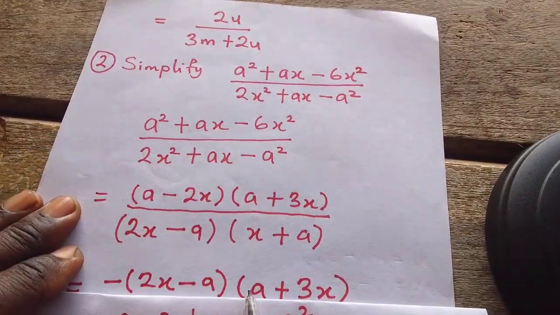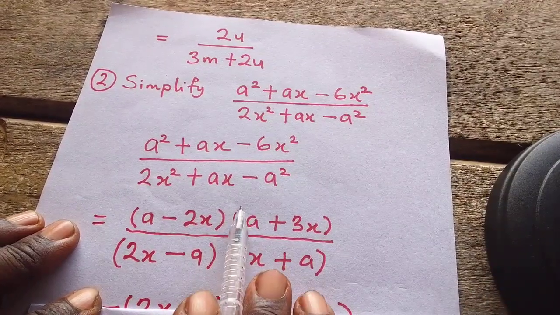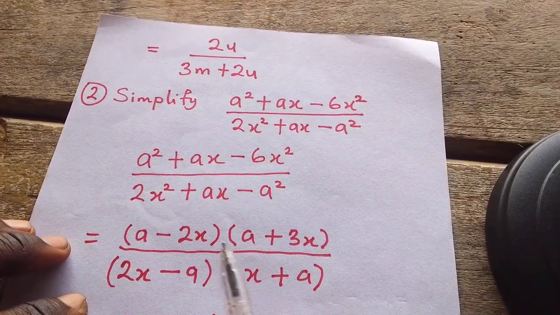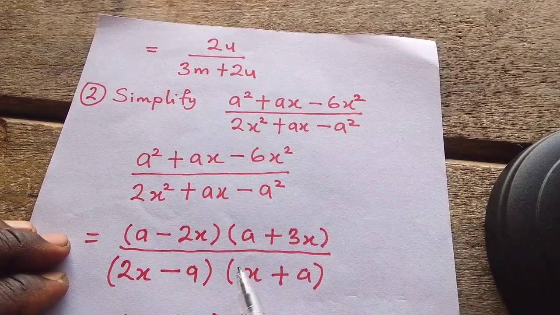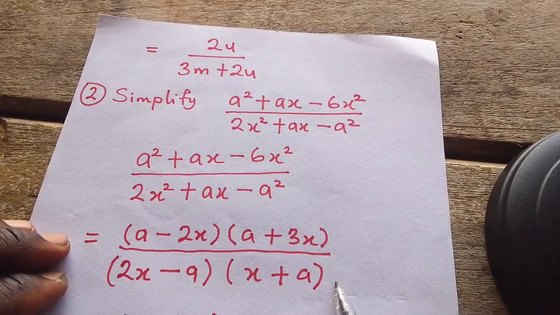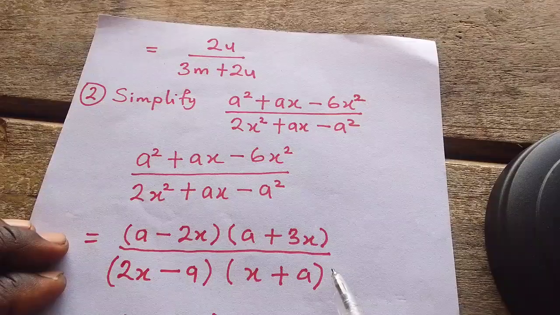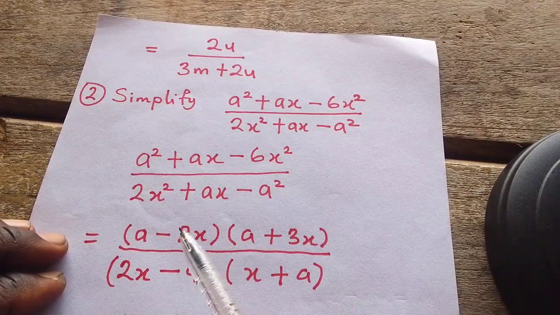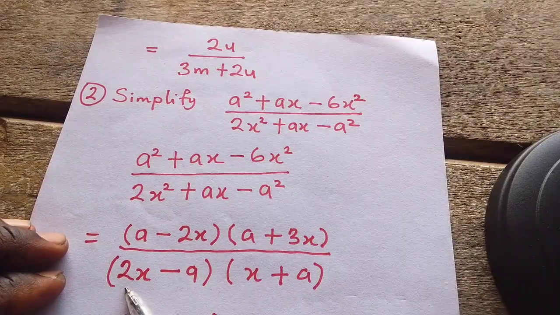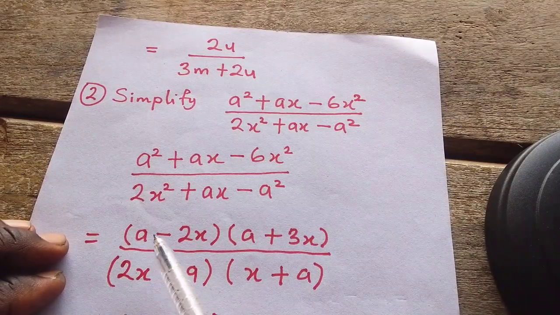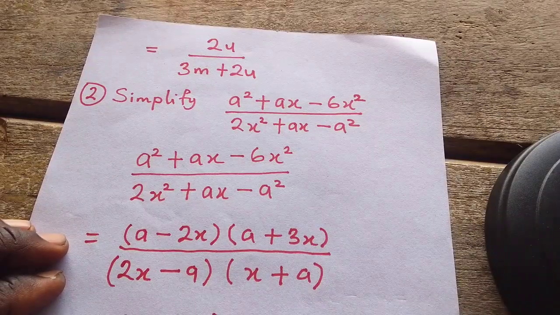So that means when you factorize this numerator, you have a minus 2x and a plus 3x. When you factorize the denominator, you are having 2x minus a times x plus a. Now you try to look at which of them look similar. You realize that here you are having a minus 2x. Here you are having 2x minus a. Let's try to make this numerator look similar to what is in the denominator.